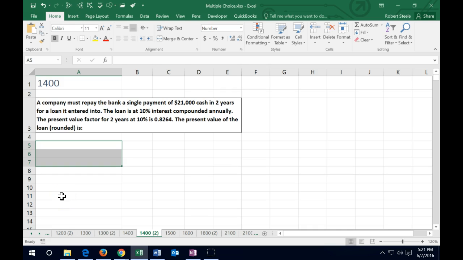Hello, in this lecture we're going to work some test type problems that are short enough to fit in multiple choice type questions. First we have a company must repay the bank a single payment of $21,000 cash in 2 years for a loan it entered into.